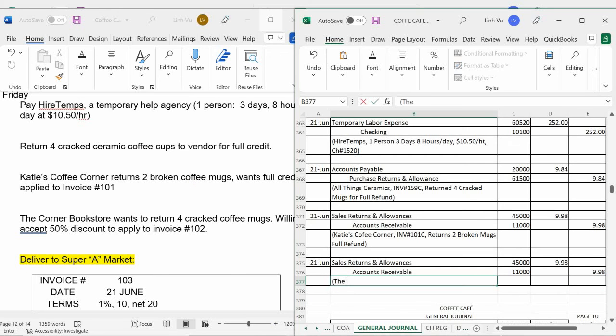Now in this case, we're refunding the corner bookstore. And the corner bookstore told us they want this to be applied to his invoice, number 102. You need to put a credit there because you're putting the credit back to the invoice. You're not sending him money back. He wants it applied to the invoice.